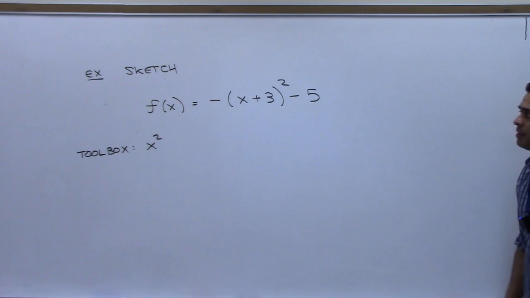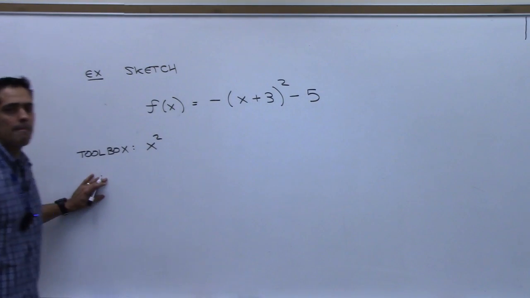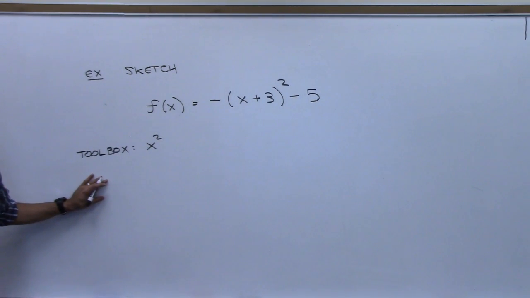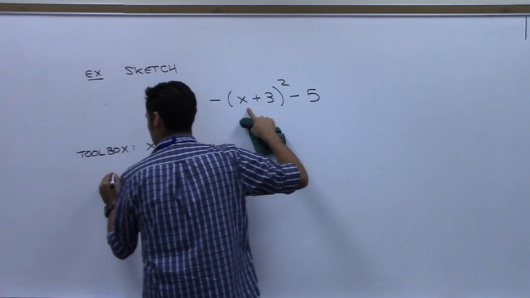All right, let's list out the transformations in order. So what's first? Left 3. Directly on the x, because that's inside here with the x, right? Adding 3 sides. So left 3.